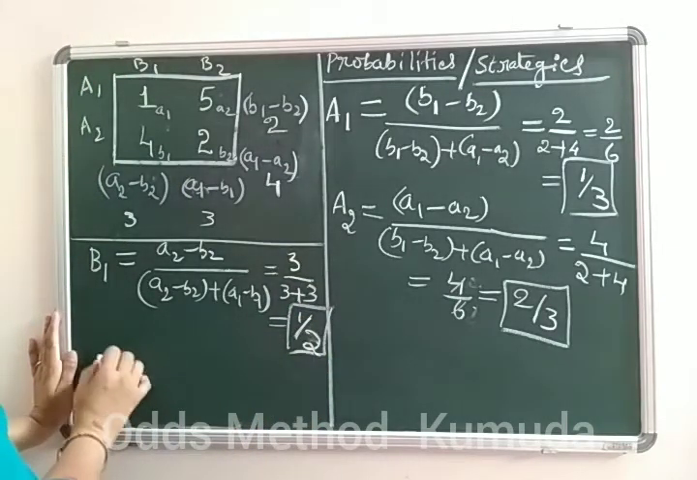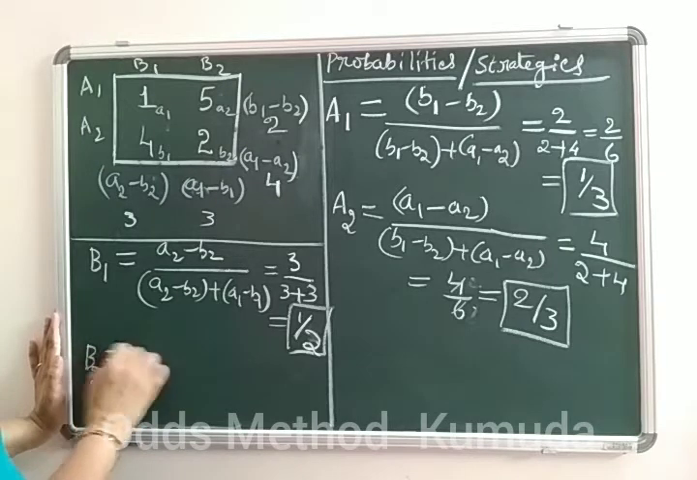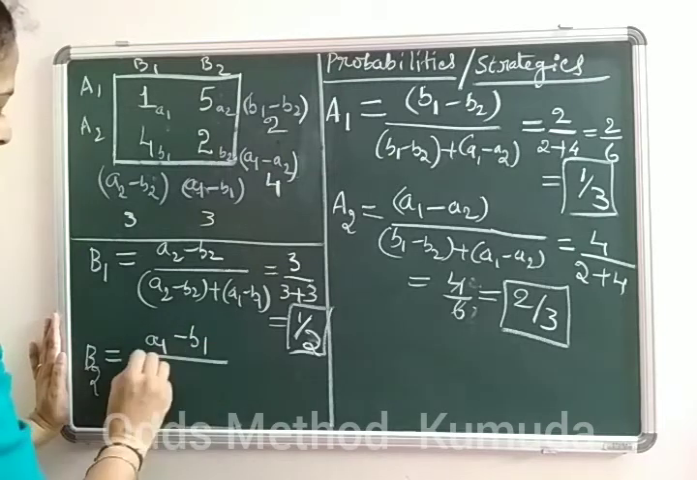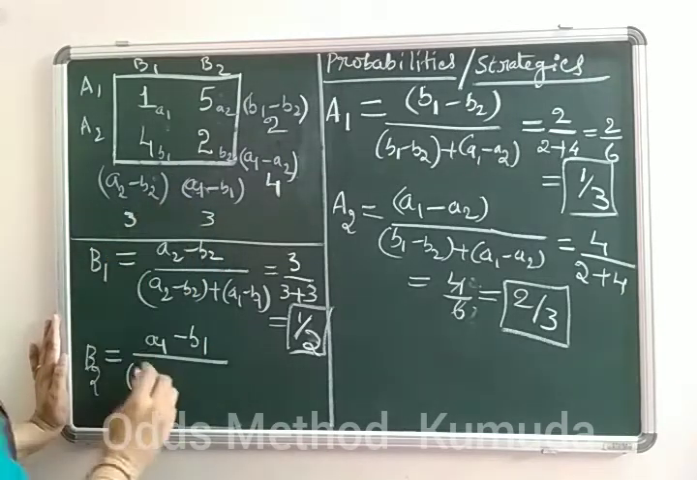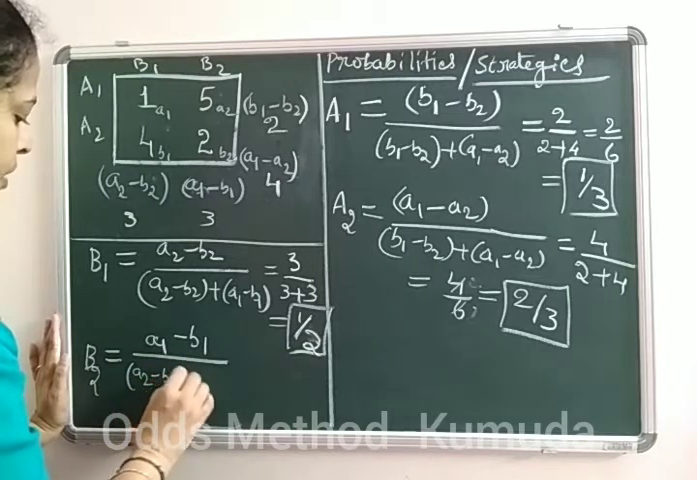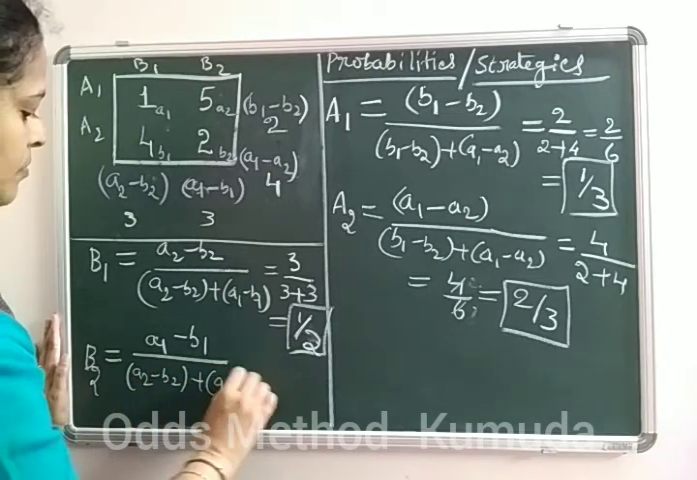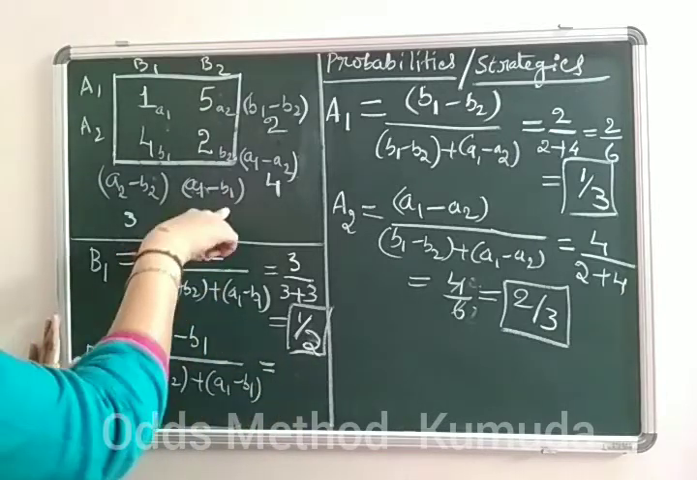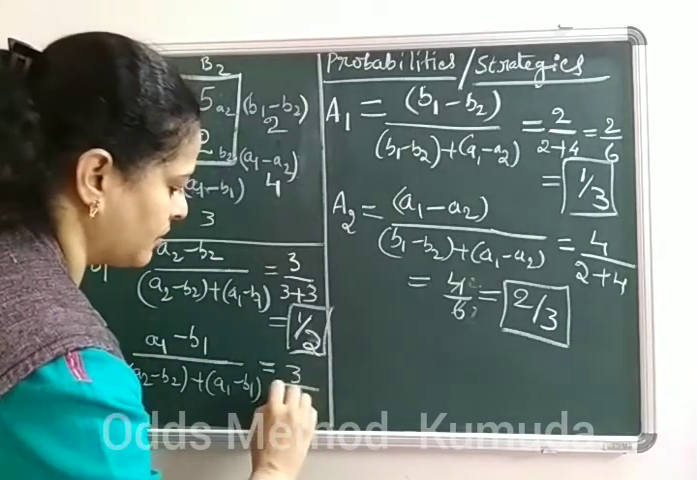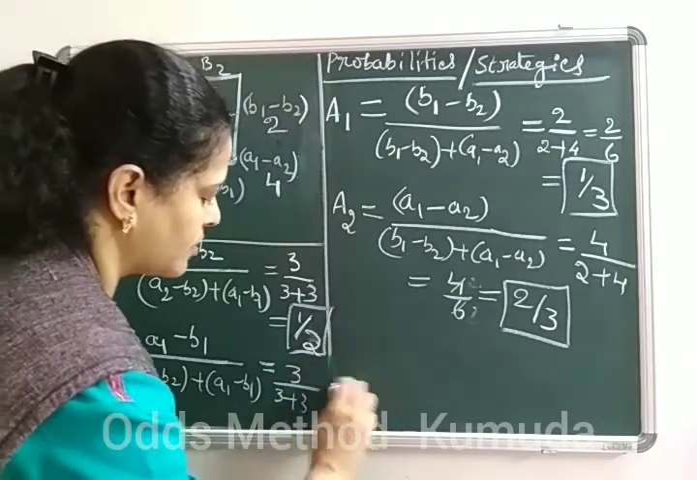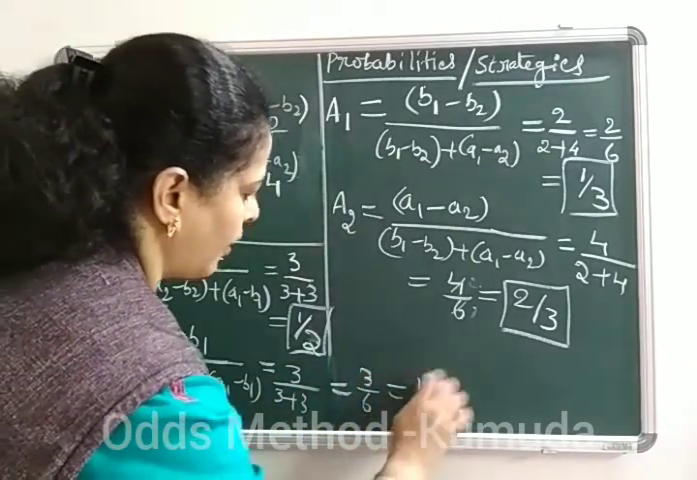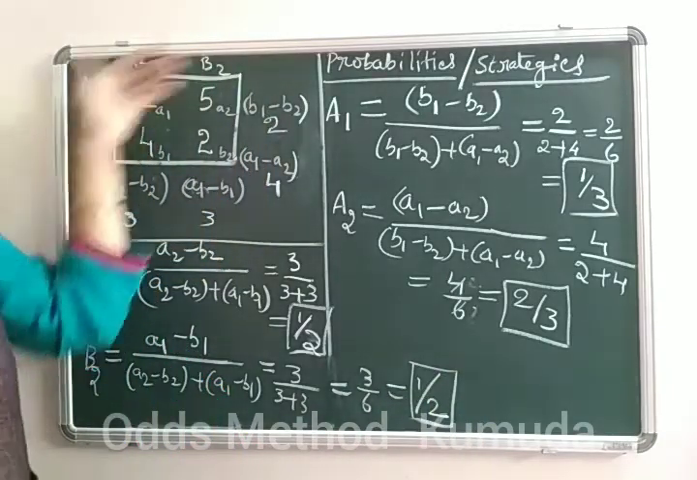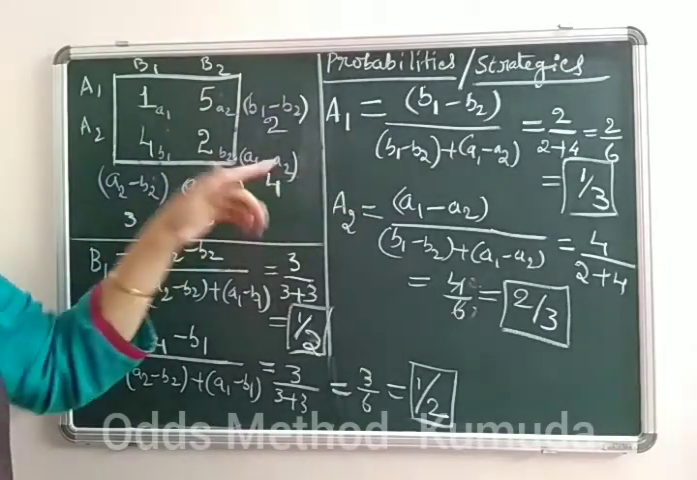Next, we similarly find the strategy for the player B2. So B2, the respective number here is A1 minus B1 divided by the same difference, the sum of it, that is A2 minus B2 plus A1 minus B1. So in this case, again we find that the A1 minus B1 difference is also 3, divided by 3 plus 3. So in this case also it is equal to 3 by 6 or half. Okay. So after you find the odds, apply the formula to find the value of the game.